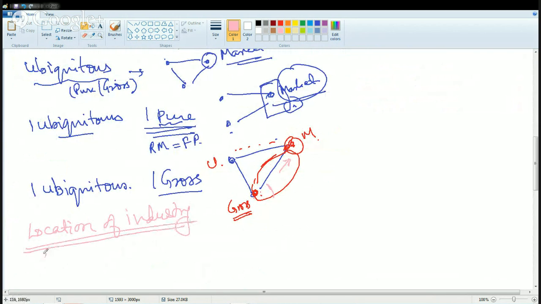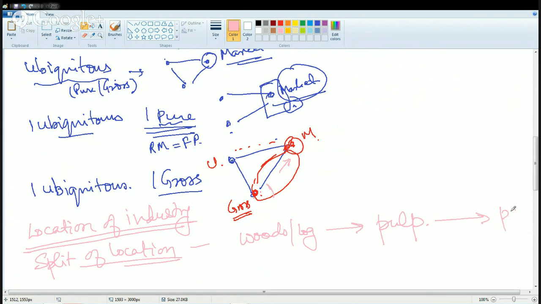Now, Weber also gave the concept of split of location. What is a split of location? For example, I have woods or logs. From that, I am making pulp. And from pulp, I am making paper. Now, transporting woods and logs takes a lot of transportation costs because they are heavy. So I would try to put my pulp industry closer to the source of raw material.